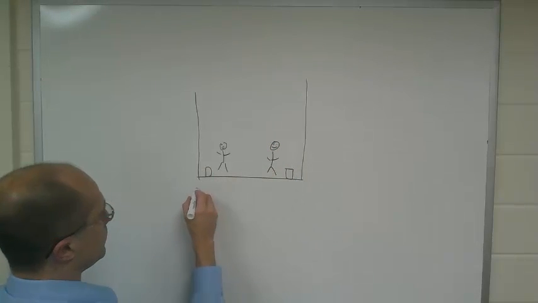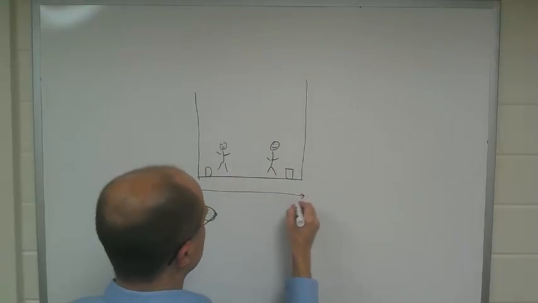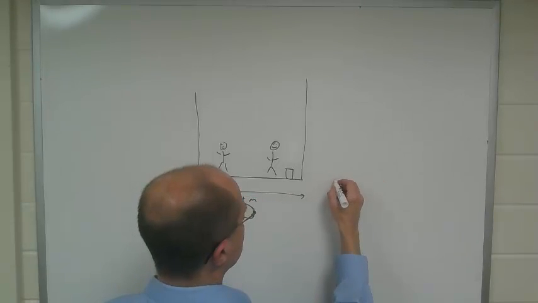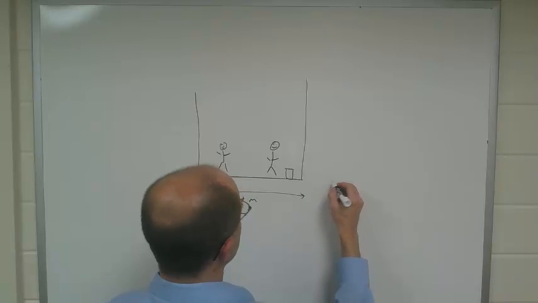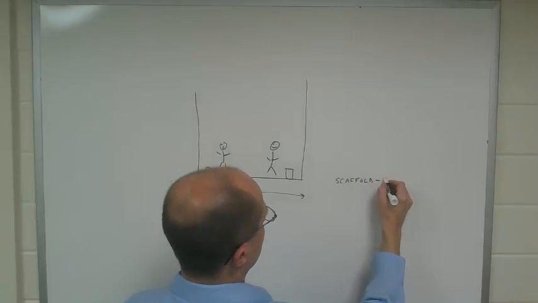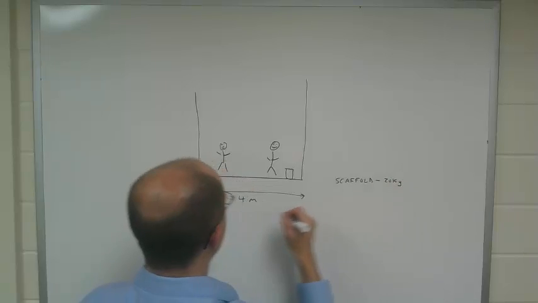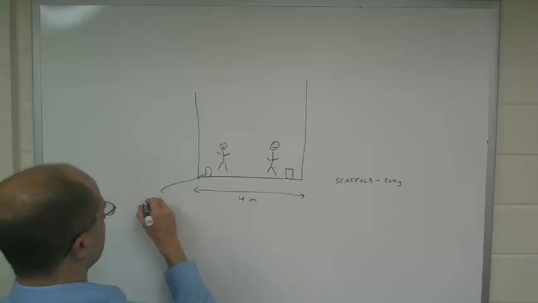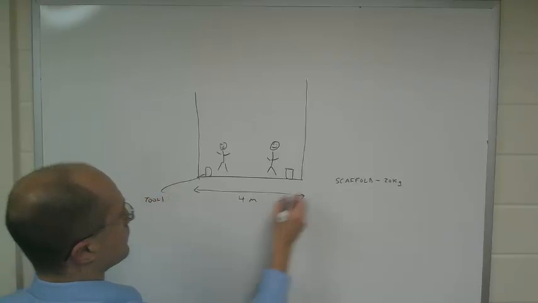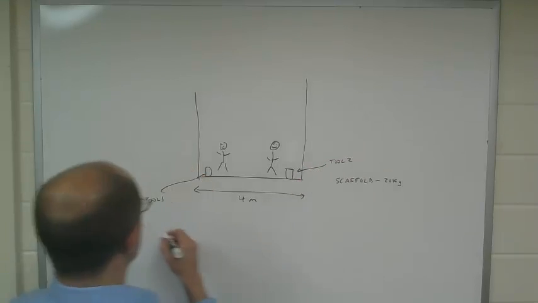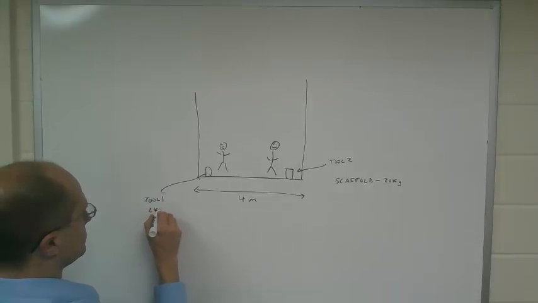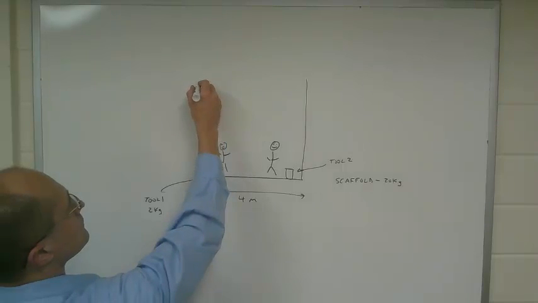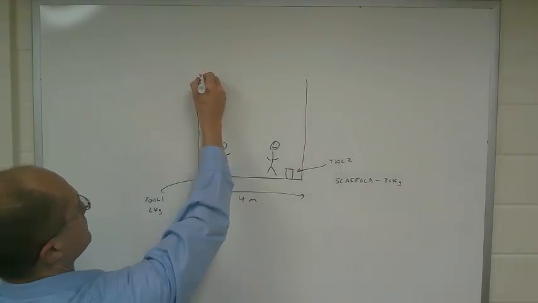Let's assume that this board across is 4 meters. The scaffolding itself has a mass of, let's say, 20 kilograms. They have some supply tools. Each one of these supply tools, we'll call this tool 1, and that one's tool 2, they each weigh 2 kilograms, and they're a quarter meter away from the edge on each side.